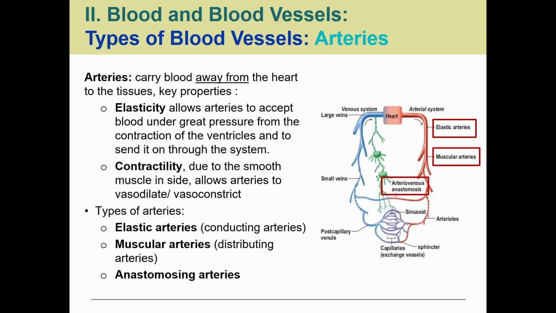We have different types of arteries. We have elastic arteries, muscular arteries, and anastomosing arteries as well. So elastic, we see close to the heart. Muscular, we see branching off. And this arteriovenous anastomosis, we're seeing that transition.